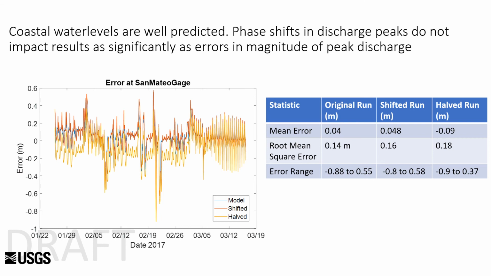upstream discharges. So we wanted to understand how forecast errors will affect the simulations. This is represented by phase lagging and lowering the actual observed discharge values. And we found that errors in the value of the peak discharge are much more important to water levels downstream than errors in phasing of the discharge. In low discharge time periods, such as what happens at the end of this simulation, coastal water levels really dominate that location, and the water level predictions are very good regardless of errors in the discharge.